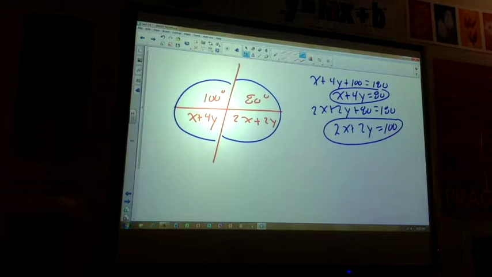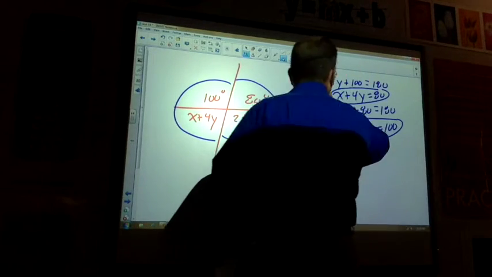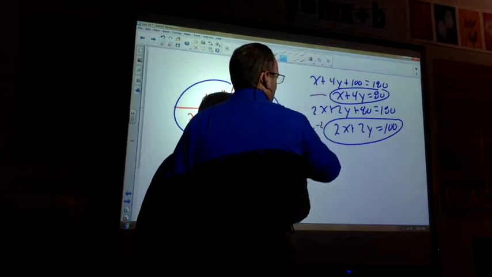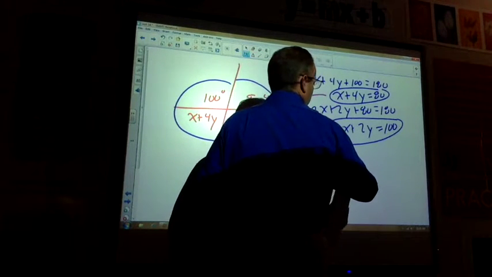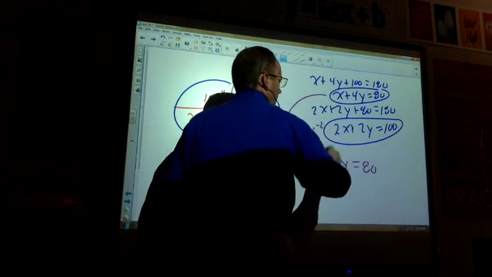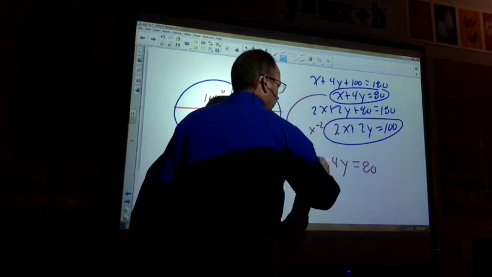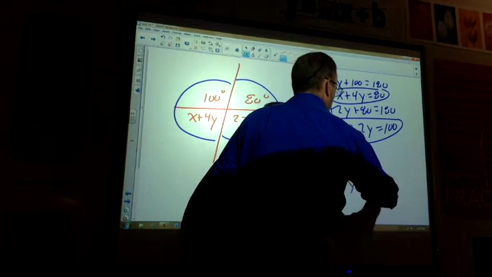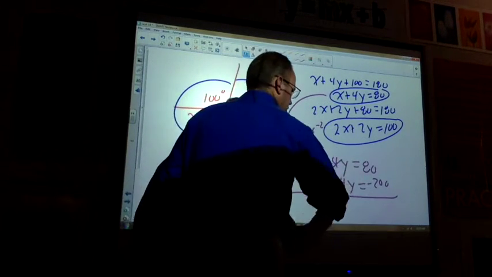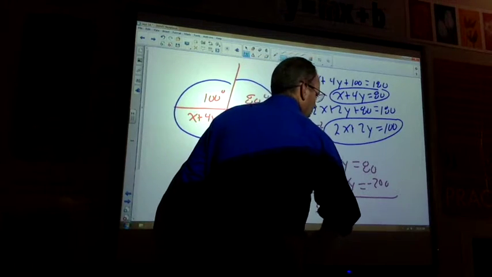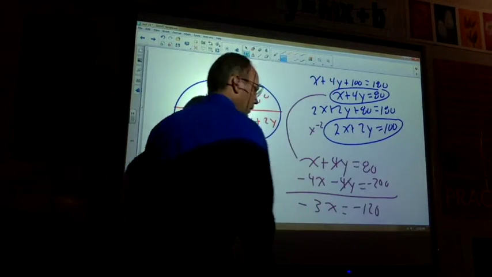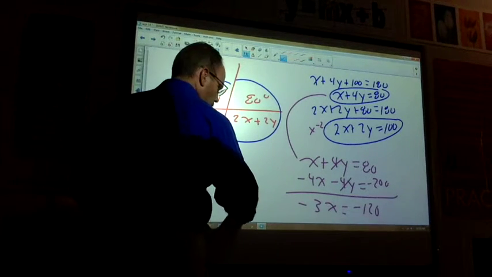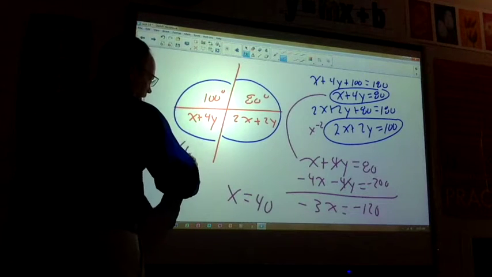A couple of ways I could do it. Now I'm going to combine those two together. Perhaps I'm going to multiply the bottom by negative 2. So I'm going to take this top equation, x plus 4y equals 80. Nothing changed. Bottom, what am I multiplying by? Negative 2. That's negative 4x minus 4y equals negative 200. This cancels this. Negative 3x is equal to negative 120. Are we good? So x equals what? 40. So that's my first answer.